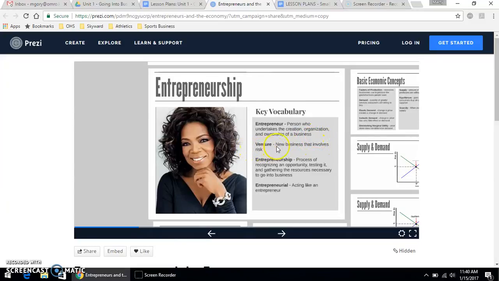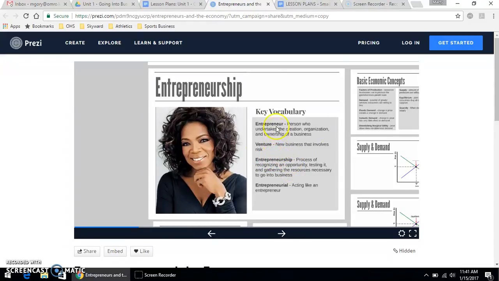There's also this term called a venture. If you're an entrepreneur who is going to take on a business activity or take on a business opportunity, then you are basically looking into a venture or exploring a venture, which is a new business that involves risk.